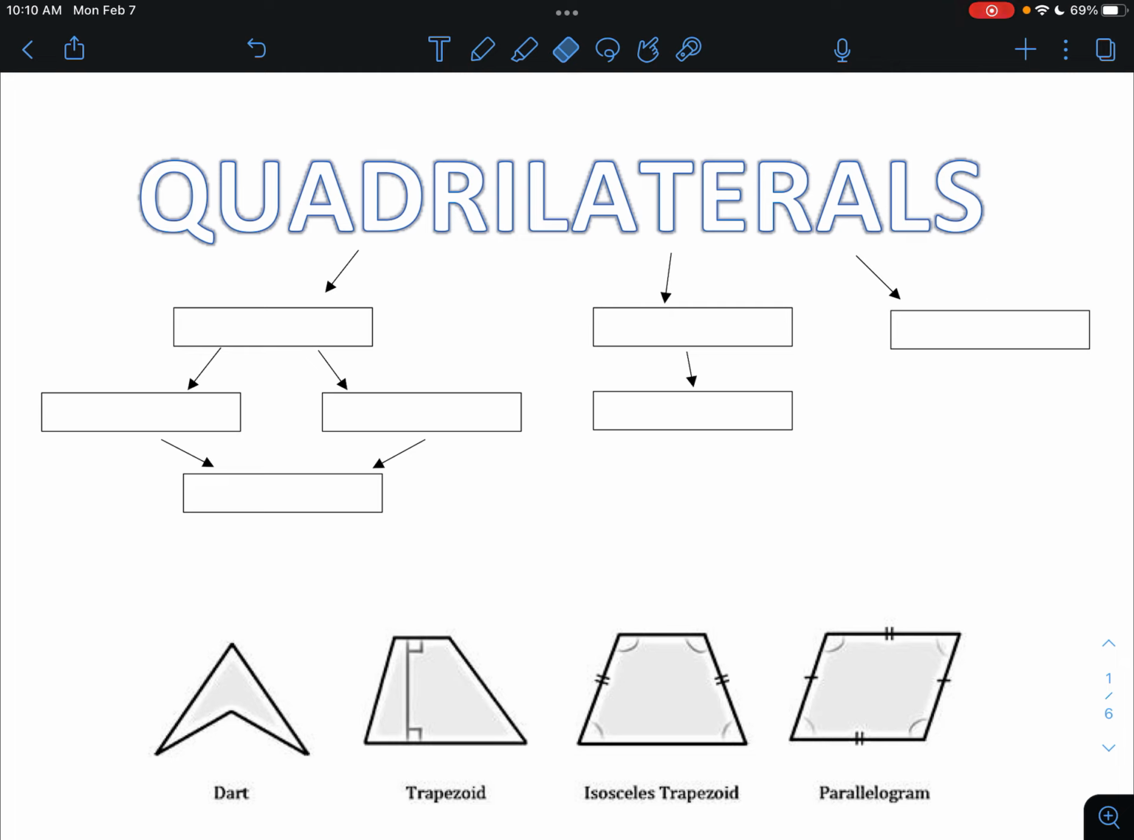If at any point you feel like I'm going too fast, please pause the video to copy down, rewind it, replay it, whatever you need to do. You need to go at your own pace.